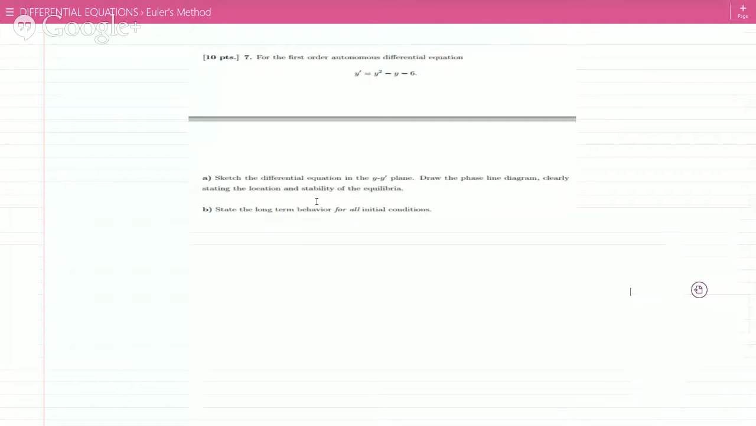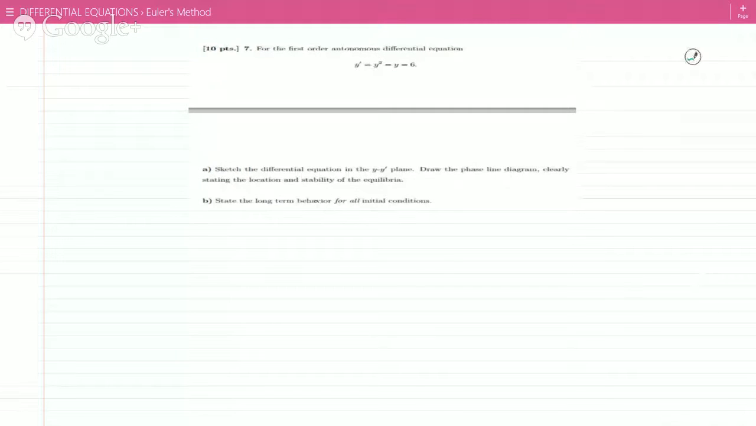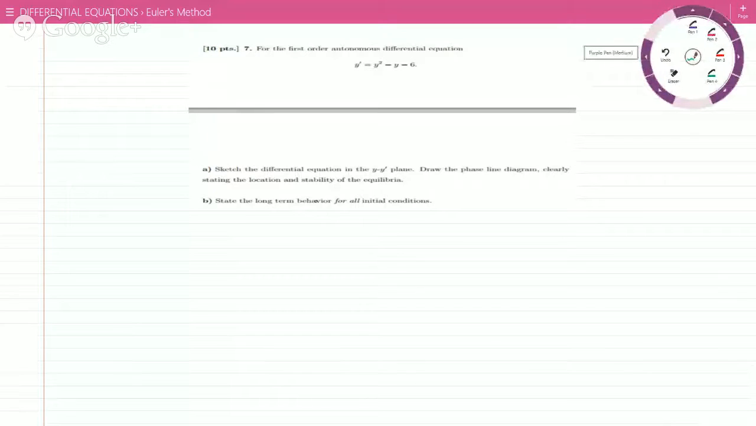For an autonomous differential equation, we have to sketch y prime in the y prime–y plane. Oh wait, so we're not integrating? No, we don't have to solve it. We need to sketch it. That's what we do to figure out a phase line diagram.